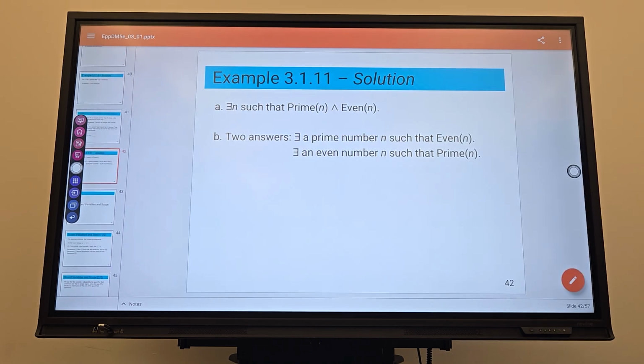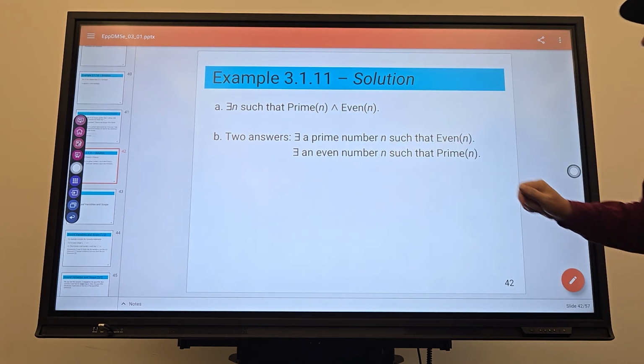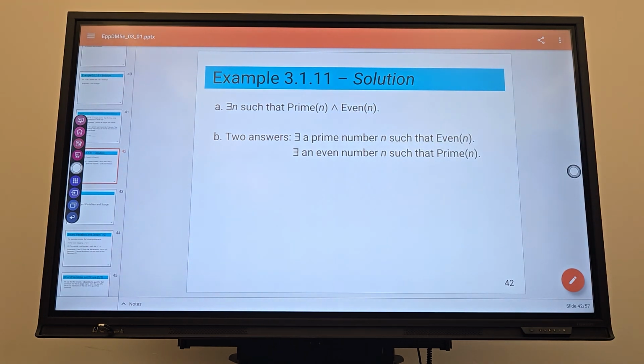Even number that is prime. Okay, that's what they were looking for. A prime number n such that even(n). Yeah, but the conditional can be written with the and statement.